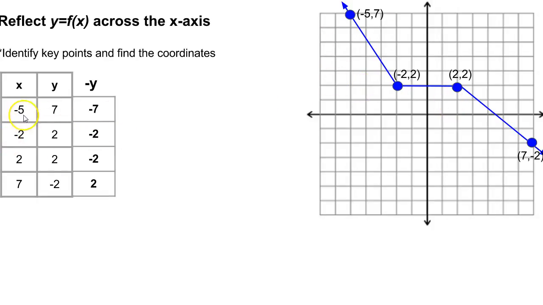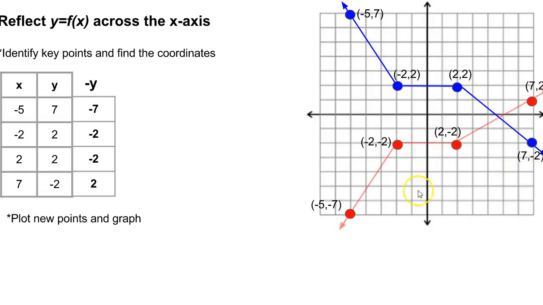So I can plot these new points and graph it and connect them and make my new function. Draw my line, and look at that. I put in my line of reflection. It crosses right there. Perfect. And it's reflected across the x-axis.